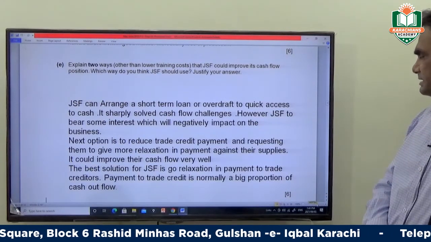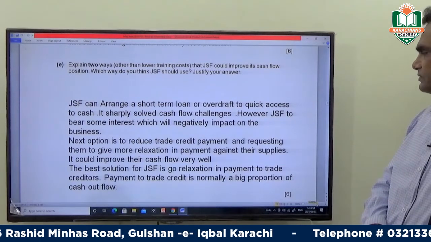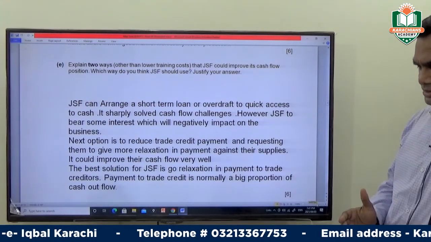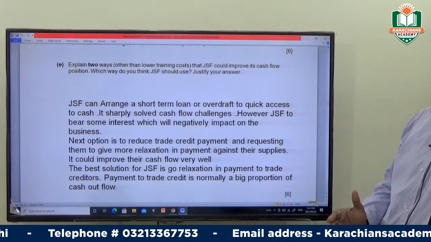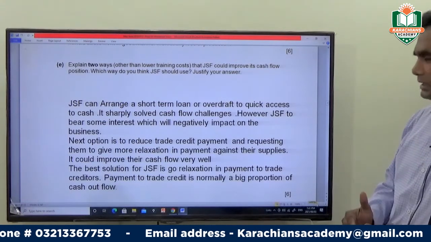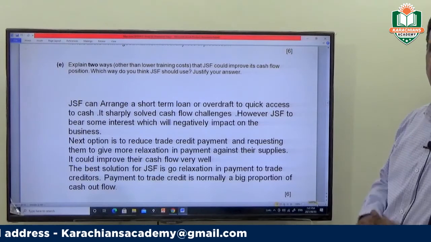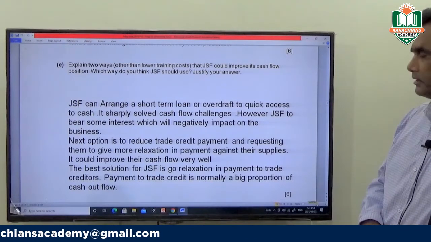Payment to trade creditors is normally a big portion of cash outflow. Yes, because most of our cash outflow is going to payment to our creditors. If we get good relaxation from our creditors, then we can easily manage our cash outflow.